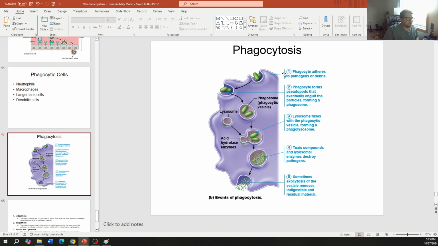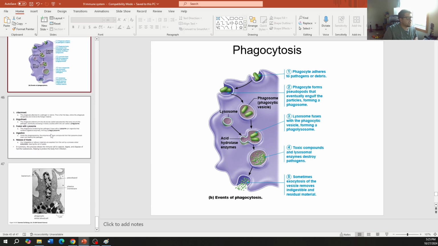And this just goes through step by step, where the phagocyte adheres to the pathogens or the debris. They form a little vesicle pod around it. It lets in digestive enzymes that are carried by those lysosomes, and then it's all broken down and destroyed, and then it removes the indigestible and extra material that it can't use, which is then cleared away as waste.